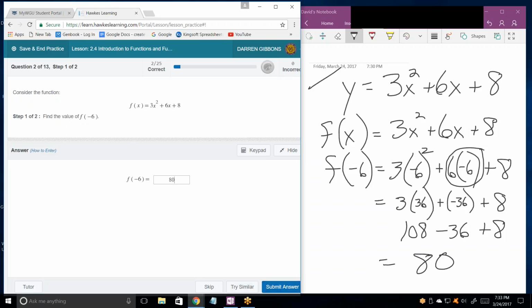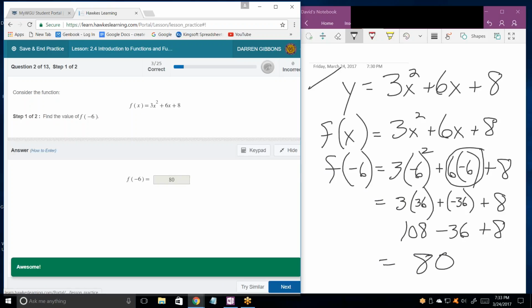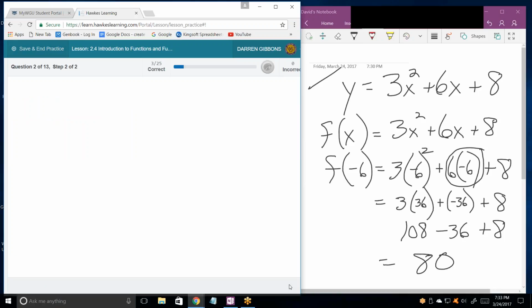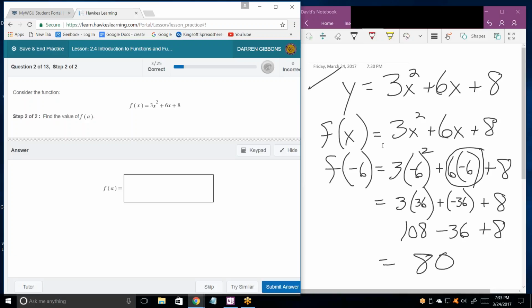And so this would allow me to evaluate the function at any number I want. I could figure out what f of 10 is. I could figure out what f of 0 is. So it's one advantage of using f notation. And it's not f times x. It's f of x, and it doesn't mean multiplication either. It just means you have a function of x.